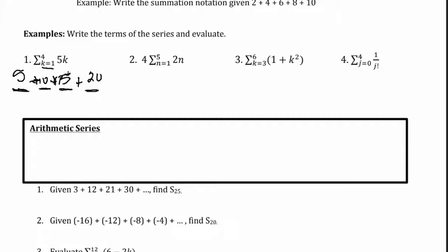And I'm going to add 5 plus 10 is 15. 15 plus 15 is 30. 30 plus 20 is 50. That would be my answer.